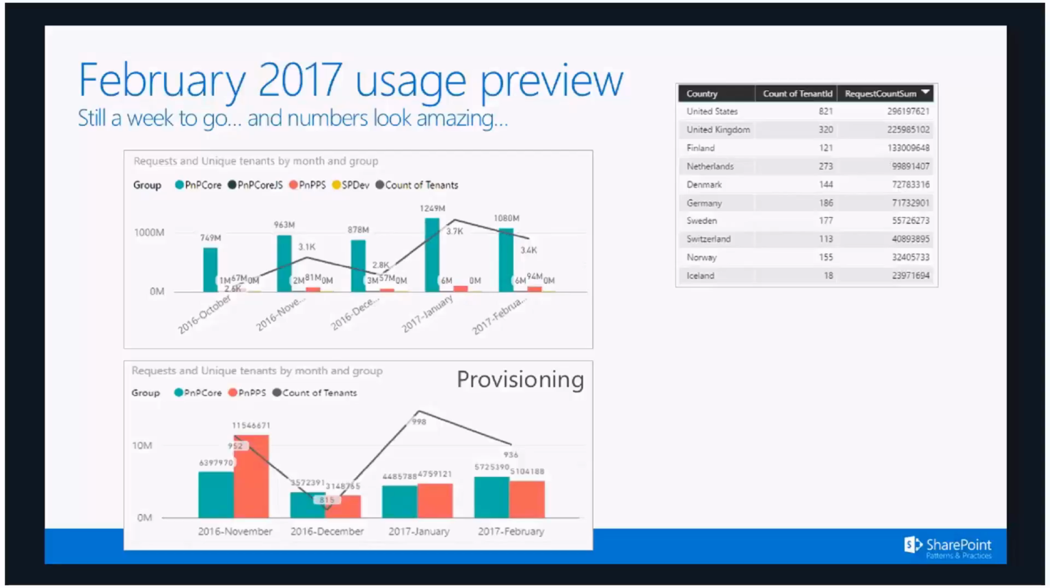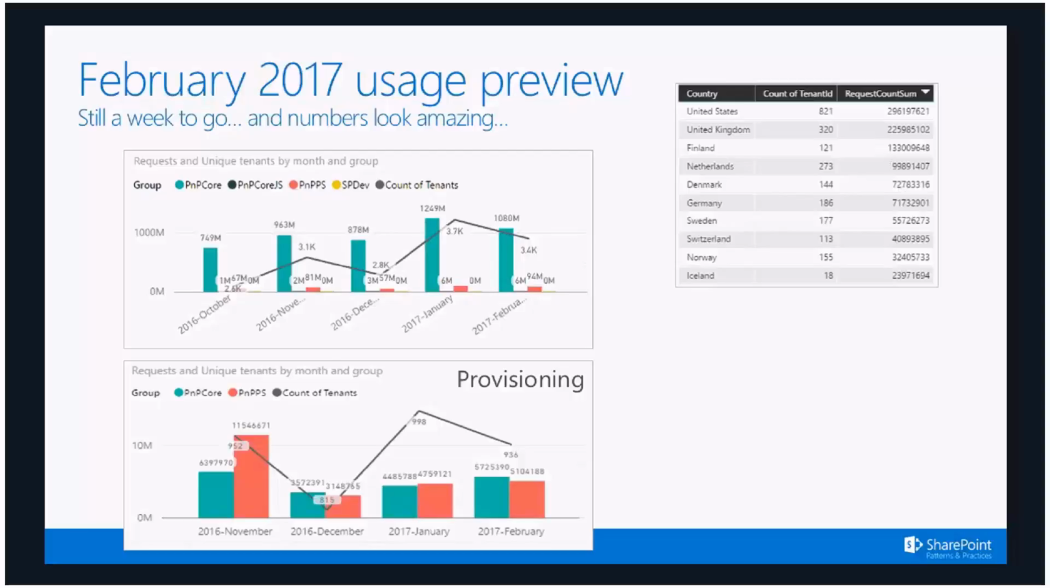US absolutely number one. UK is super high this month for one reason or another, and if you divide the overall HTTP requests in the UK by the count of tenants, you can see that it's much higher than in the US. So the UK is actually catching up quite fast. Finland is amazingly high as well.